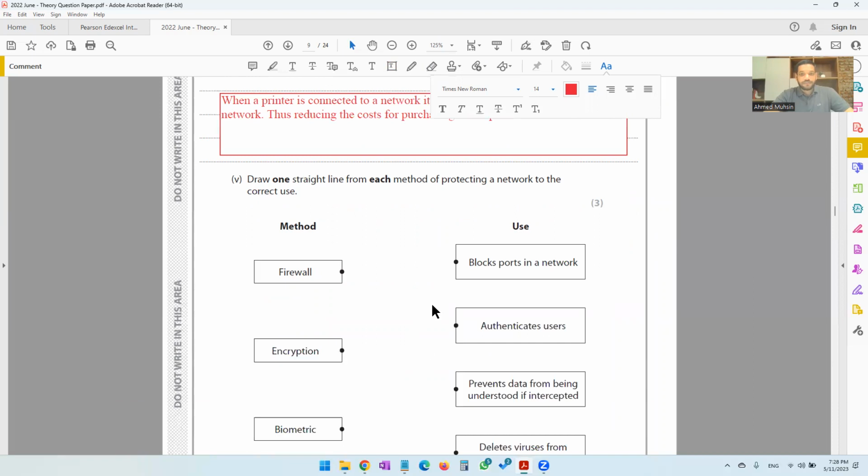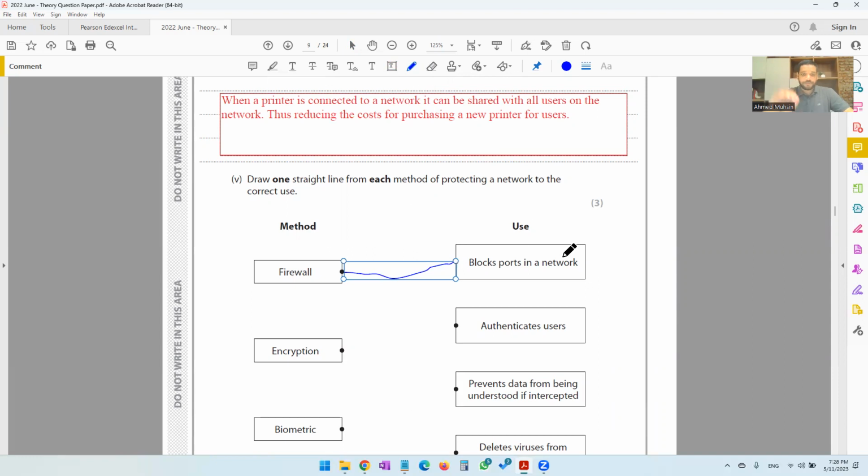Draw one straight line from each method of protecting a network to the correct use. If you look at firewall, the use of a firewall is to block ports in a network. The function of a firewall is to check all the packets of data that enter a network and exit a network. So basically like a security guard. That's the purpose of a firewall.